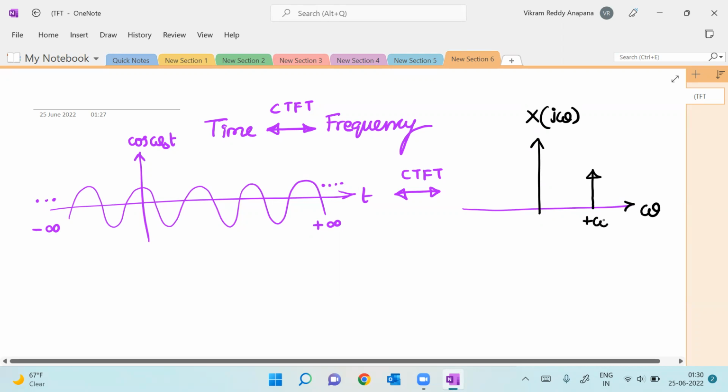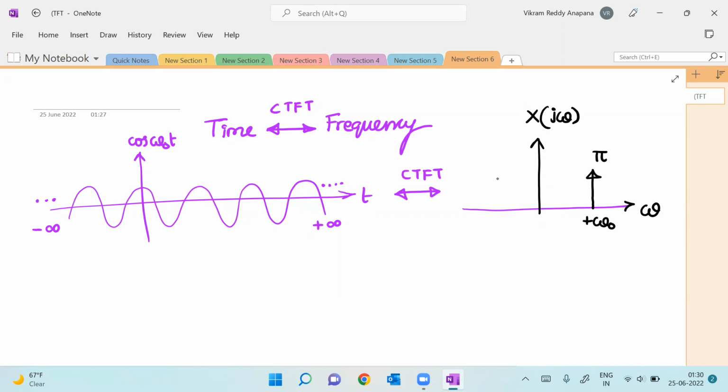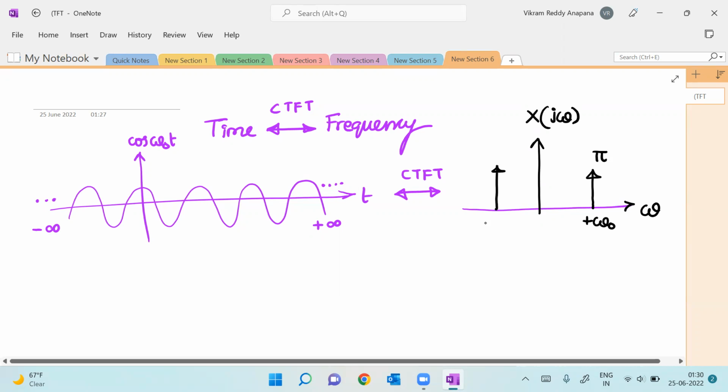At positive omega naught, I have a spike with amplitude pi. When I say spike, you can treat it as an impulse function or delta function. At omega equal to negative omega naught, again you have a positive pi. So this is the magnitude of the spectrum of cosine omega naught t.